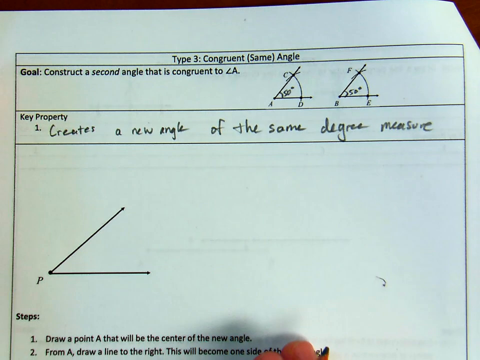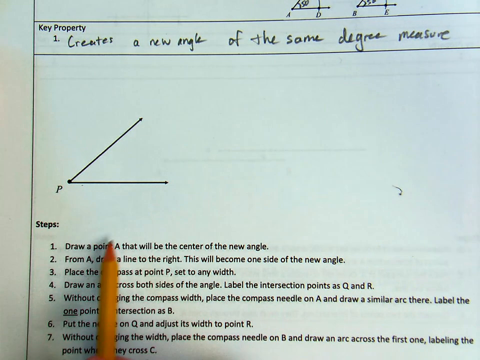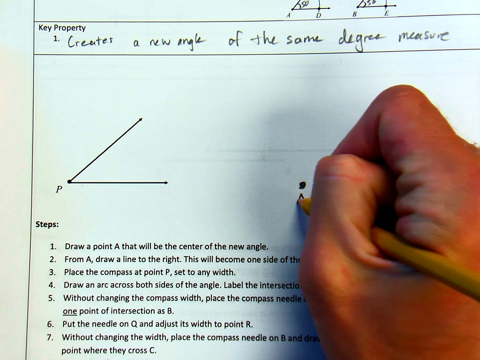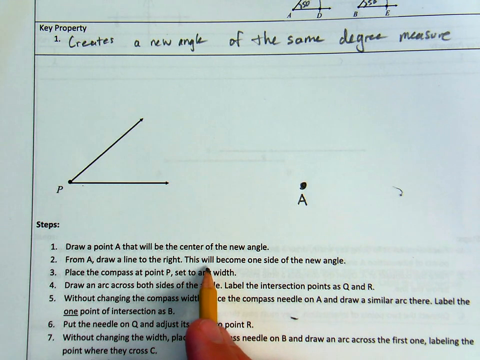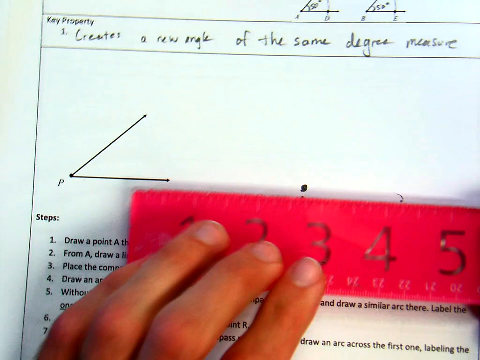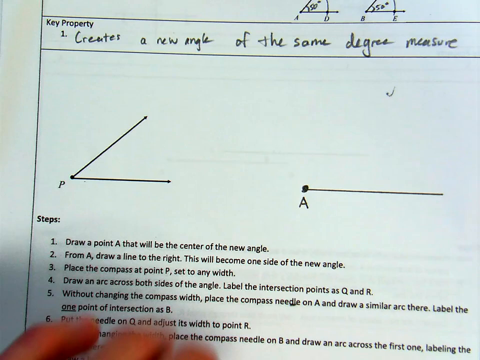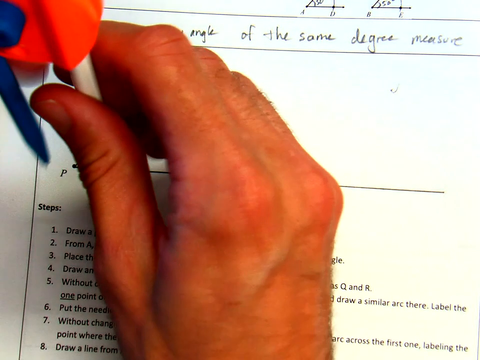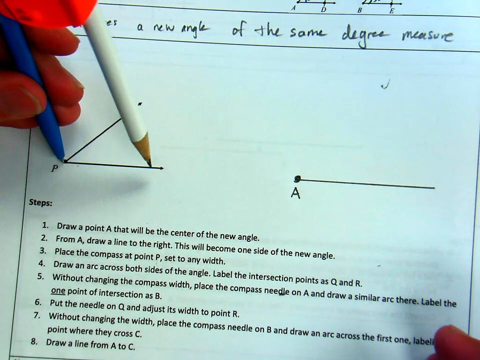So let's get started. Here are the steps to copy an angle. To create an identical angle, draw a point A that will be the center of the new angle. From A, draw a line to the right. This will become one side of the new angle. I'm going to use my ruler. I'm going to draw a line to the right. Place the compass at point P, set to any width. So I'm going to make sure my pencil's lined up, set to any width.